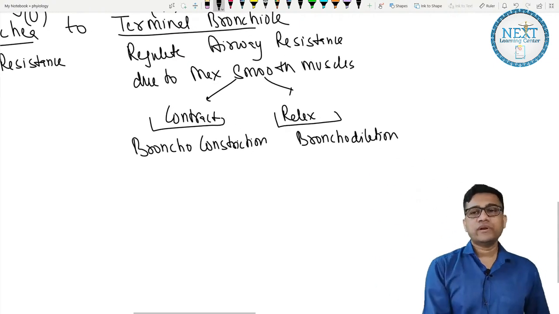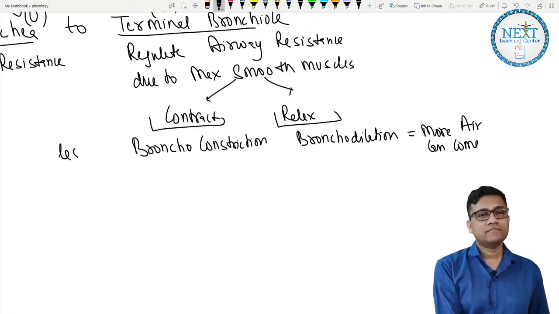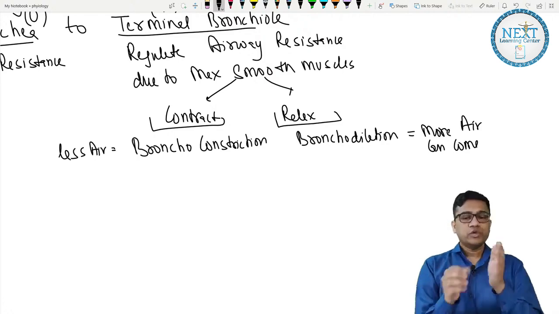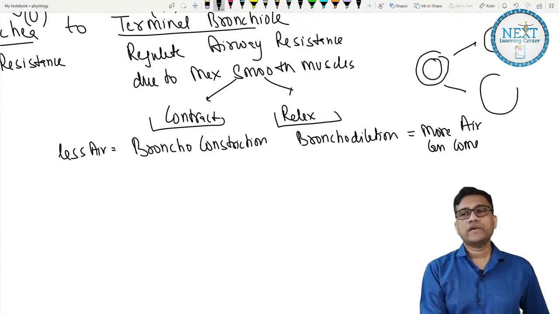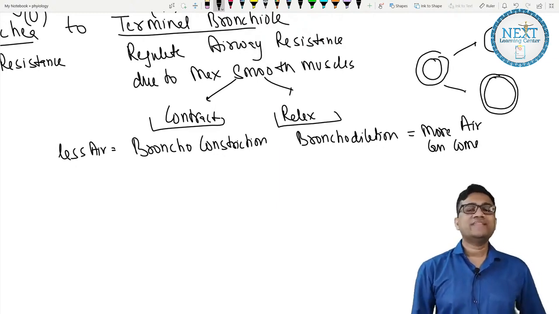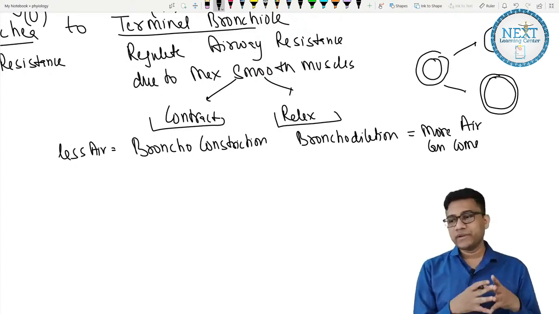So what happens? More air goes, and here less comes. So it's like a door. Let's say there's a door. What you can do is either make the door very narrow by closing, or you can make it very wide so that more air can come. So that's why they decide how much air will come, less or more. Which one? The terminal bronchioles.